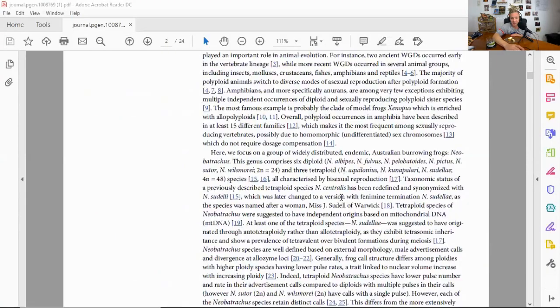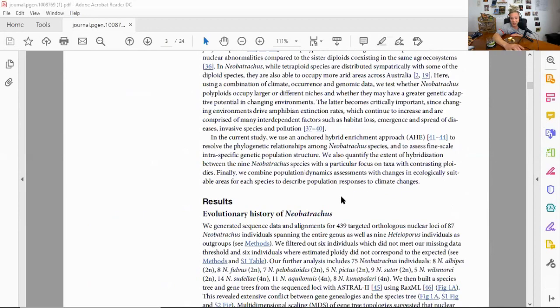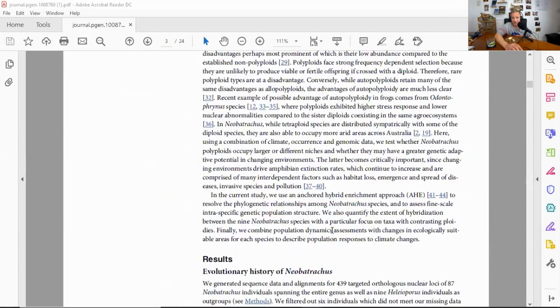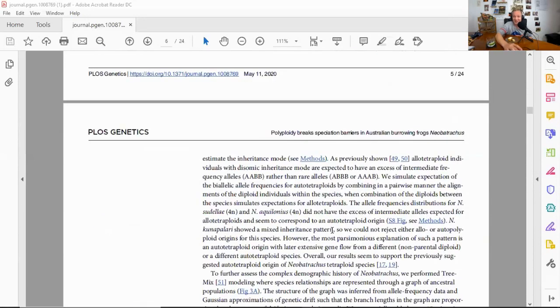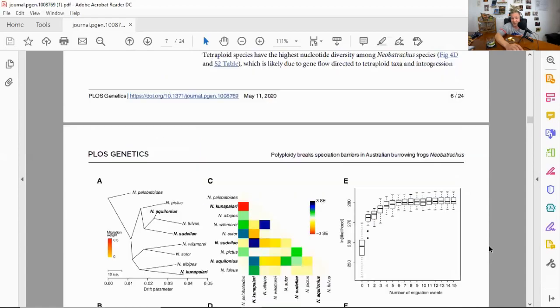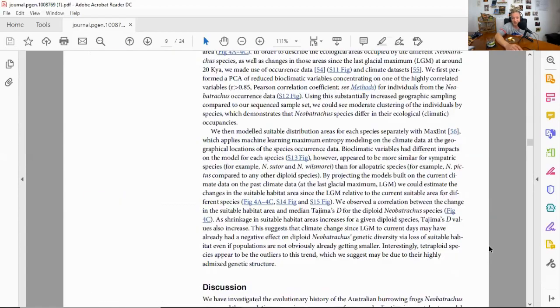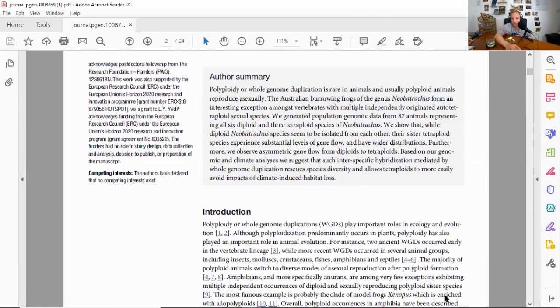Now, how did they investigate some of this? So what they used was an anchored hybrid enrichment approach for their sequencing, which we're really going to fly through a lot of this stuff. We're not going to have time to touch on everything that they did, because it's a fascinating paper. But yeah, we'd be here all night. All right, so we're just going to quickly go over the author summary here.